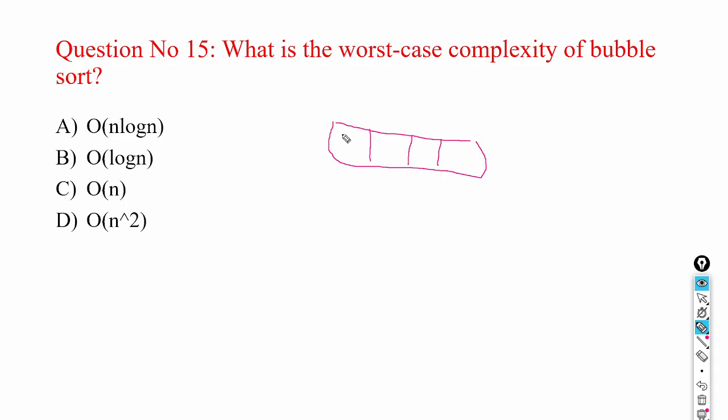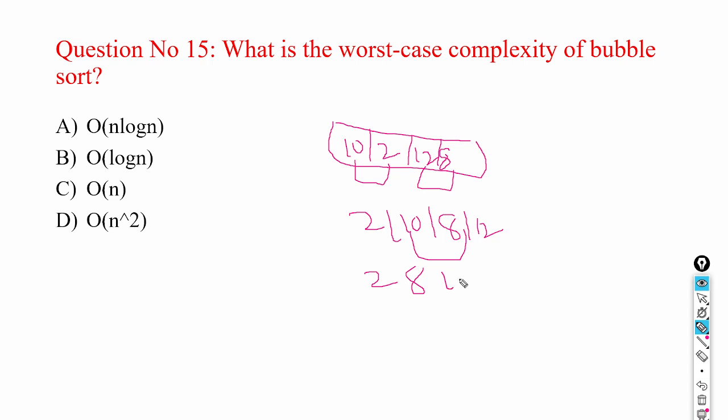For example, there are four elements: 10, 2, 12 and 8. We need to compare each and every element with the adjacent element. If it is smaller, then we swap with 10. If it is smaller, we swap with the 8. Again, we swap here. So 2, 8, 10 and 12. Like that we keep comparing. So the sorting works repeatedly, comparing the adjacent elements.